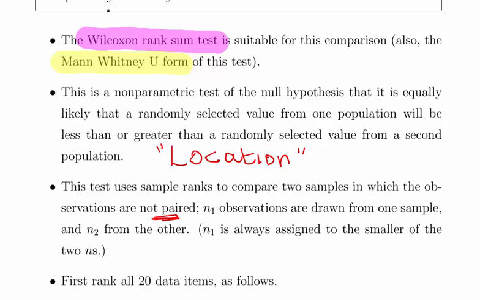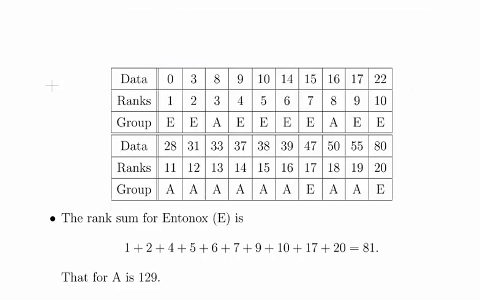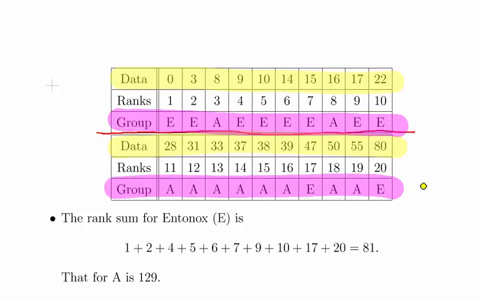First, rank all 20 items as follows. So this is what you should have done previously. It's just split into two, or folded over on itself. So here are our 20 values in ascending order. Here are the groups that they're associated with. Really, I'm just reworking what I did previously when I started to look at the data.